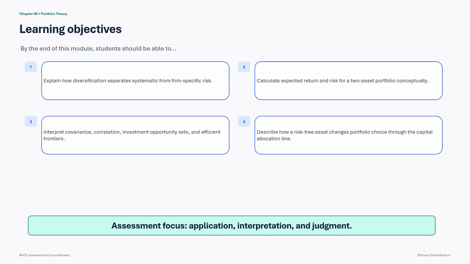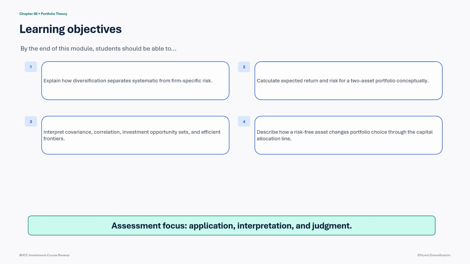This chapter has 4 practical learning objectives. First, you should be able to explain the difference between systematic risk and firm-specific risk. Systematic risk comes from broad forces such as recessions, inflation shocks, interest rate changes, and market-wide risk aversion. Firm-specific risk comes from events such as a product failure, accounting problem, lawsuit, or management mistake. Diversification can reduce the second category far more effectively than the first.